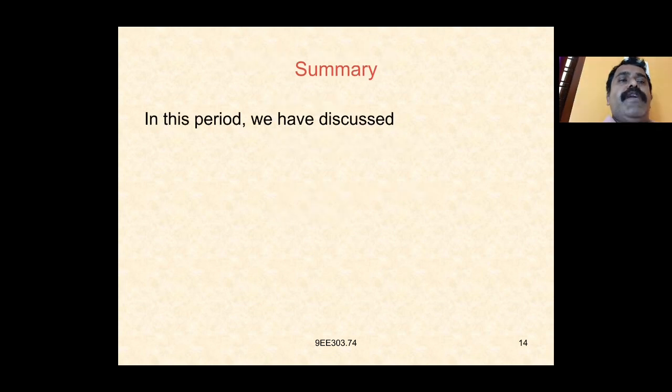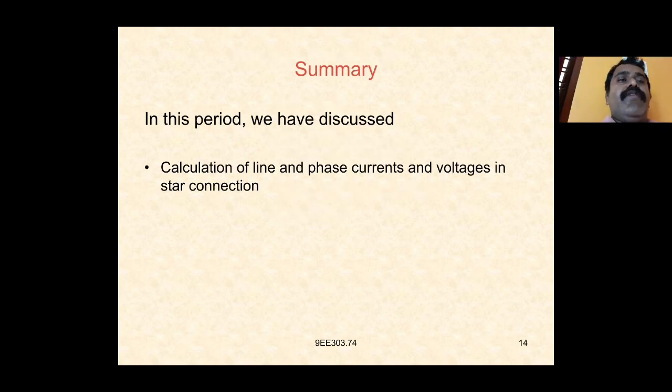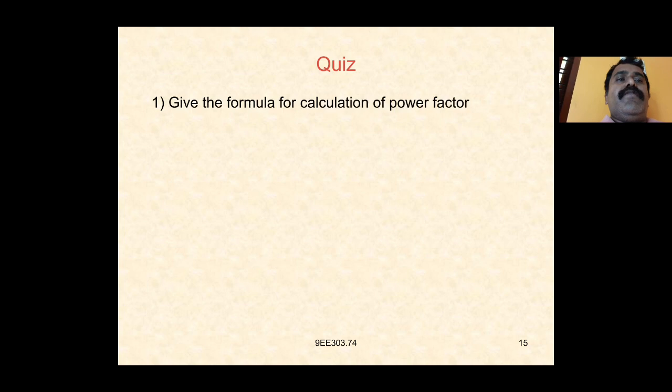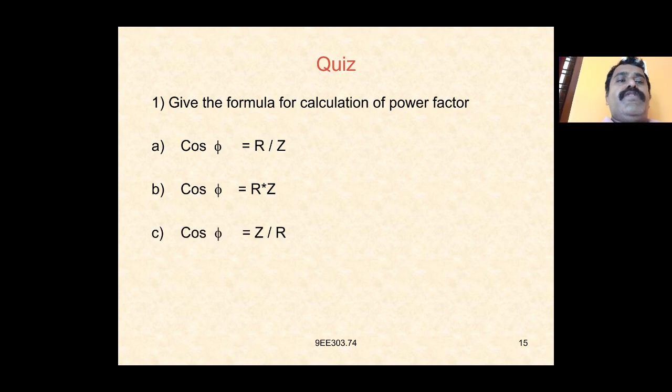In the previous period we discussed the calculation of line and phase currents and voltage in star connection, and power and power factor in star connection. Please give the formula for the calculation of the power factor. Cos phi is equal to R by Z. Cos phi is equal to R into Z. Cos phi is equal to Z by R.